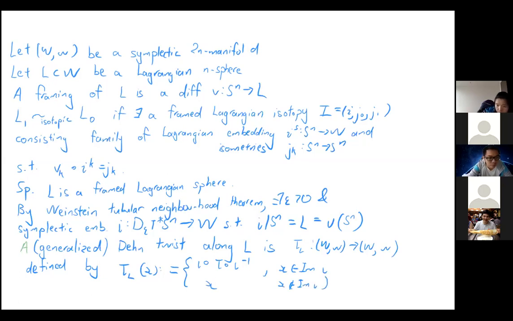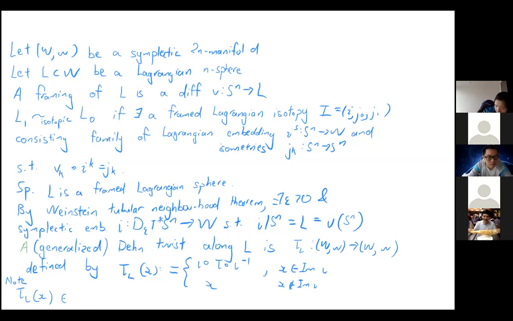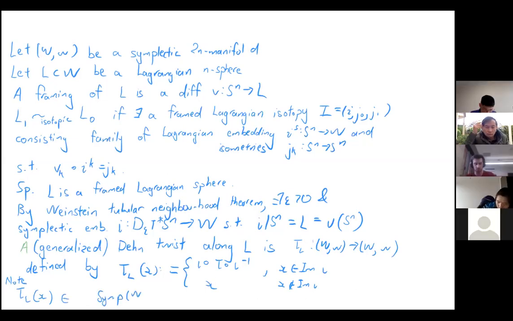Okay. So of course, this is an element in Symp of your symplectic manifold. And then of course, if you want to look at the mapping class group of this symplectomorphism, you need to show that this is independent of your embedding iota and also the cutoff function we picked just now.